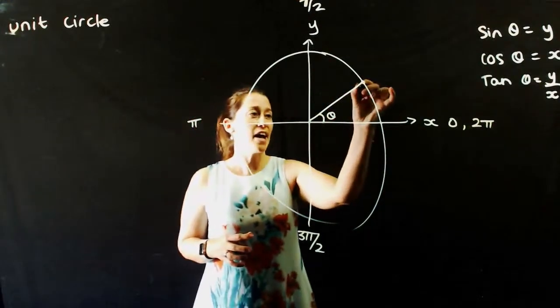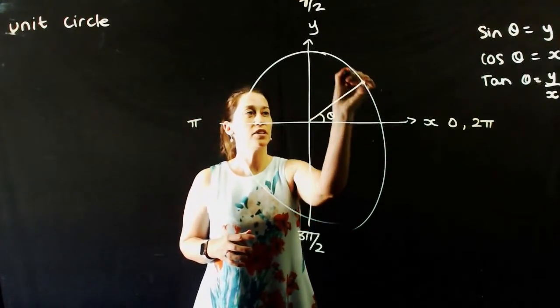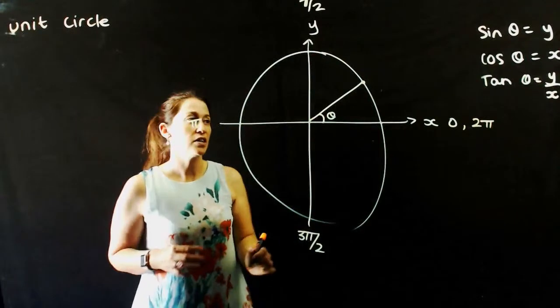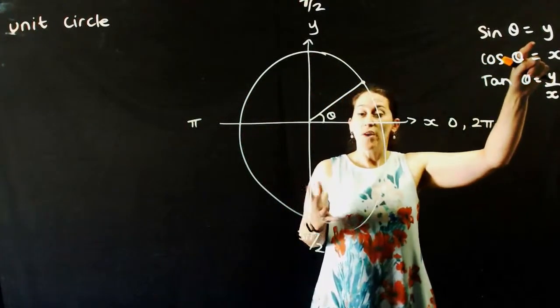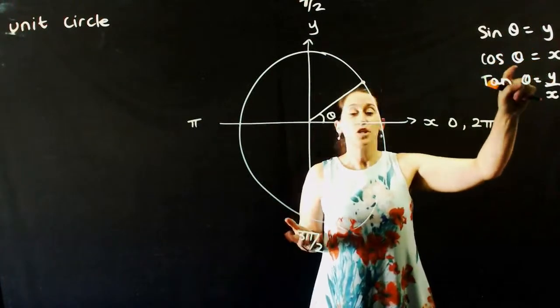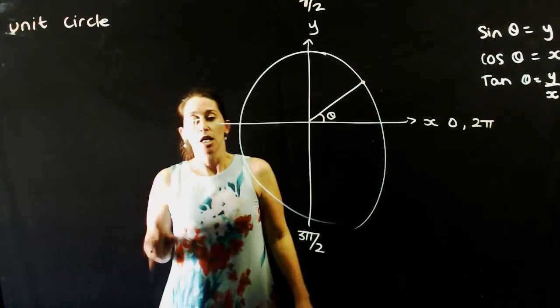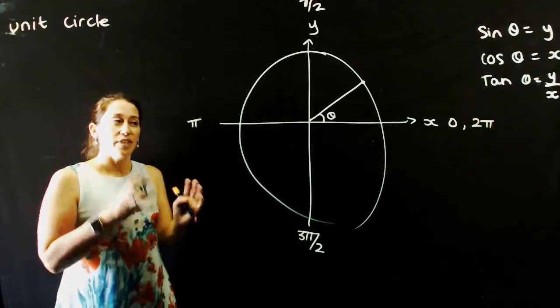So of course, as the angle gets bigger and bigger, this point continually moves around the unit circle, and it's this coordinate that we're looking at in regards to whether we're looking at the sine ratio, the cos ratio, or the tan ratio. So let's have a look at each of these coordinates.